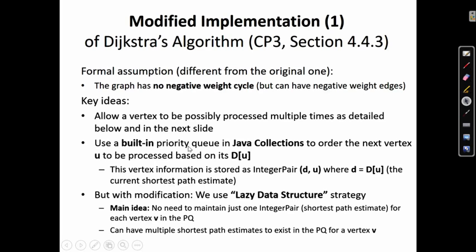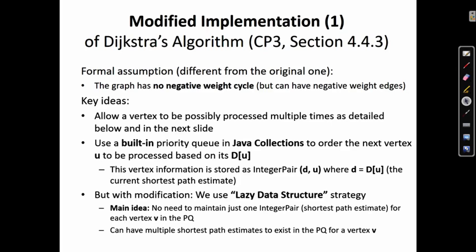But there's one modification we will make where it will be different from original Dijkstra. We make use of what we call the lazy data structure strategy. What is the lazy data structure strategy? The main idea is this. You don't have to maintain just one integer pair inside your priority queue. In original Dijkstra, there's only one integer pair for each vertex. Whenever I relax, I need to find the vertex that's being relaxed and then update it, the decrease key operation. But in the modified version, I don't need to do this.